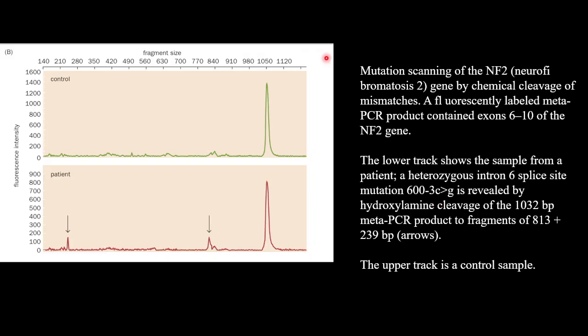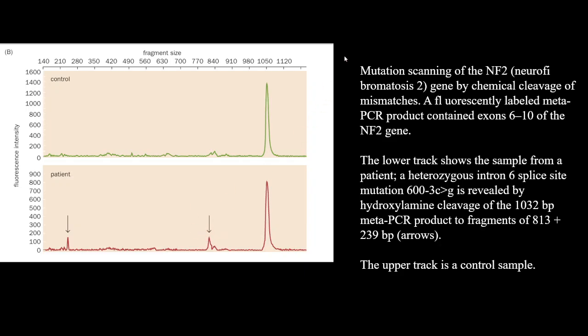For example, this person did a PCR that gives a 1032 base pair product. This is the control sample. But in the case of the mutant sample, you are getting the homoduplex region, this particular product. Because this person is forming heteroduplexes as well, hydroxylamine will cleave this 1032 base pair product into 813 base pair and 239 base pair fragments, and because of that you can see the different peaks and you can identify that this person has the mutated sequence.